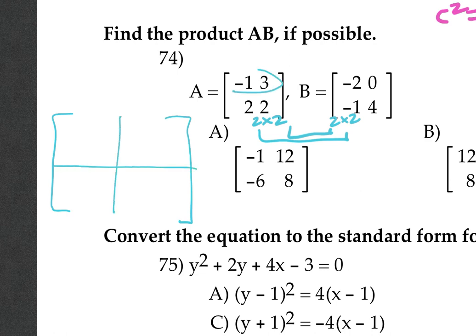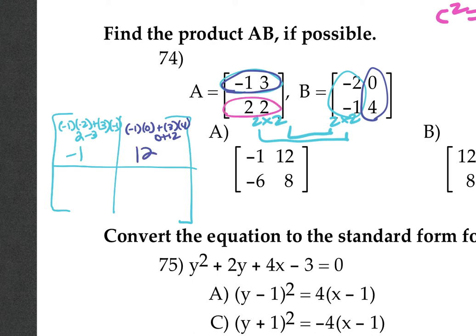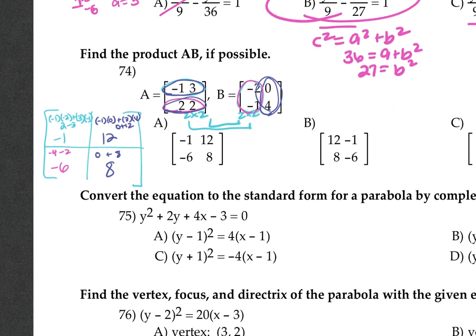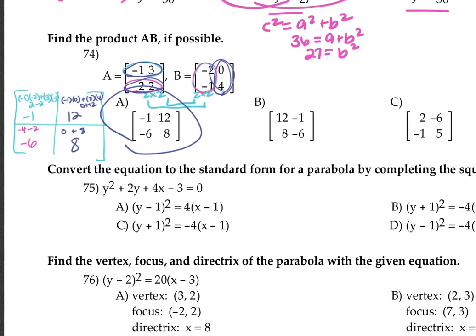The first one is row 1, column 1. So it'd be negative 1 times negative 2 plus 3 times negative 1, or 2 minus 3, which is negative 1. Then row 1, column 2: negative 1 times 0 plus 3 times 4, 0 plus 12, which is 12. Row 2, column 1: negative 4 minus 2, negative 6. And last but not least, row 2, column 2: 2 times 0, 0, plus 2 times 4, 8. So my answer is A, negative 1, 12, negative 6, 8.